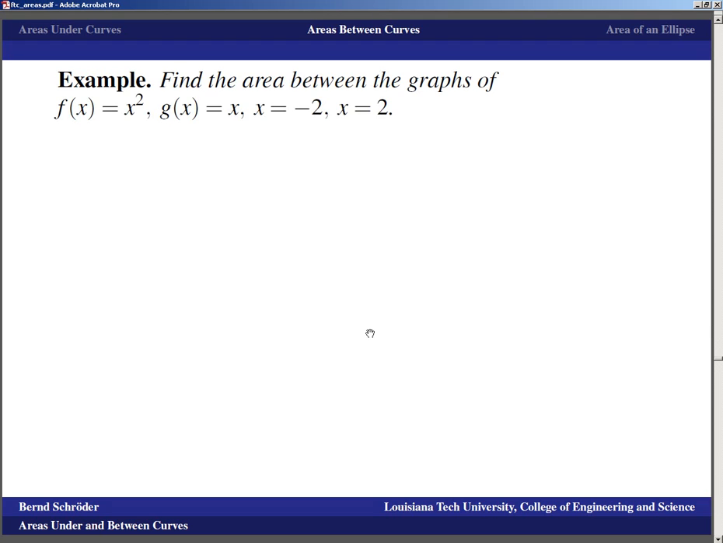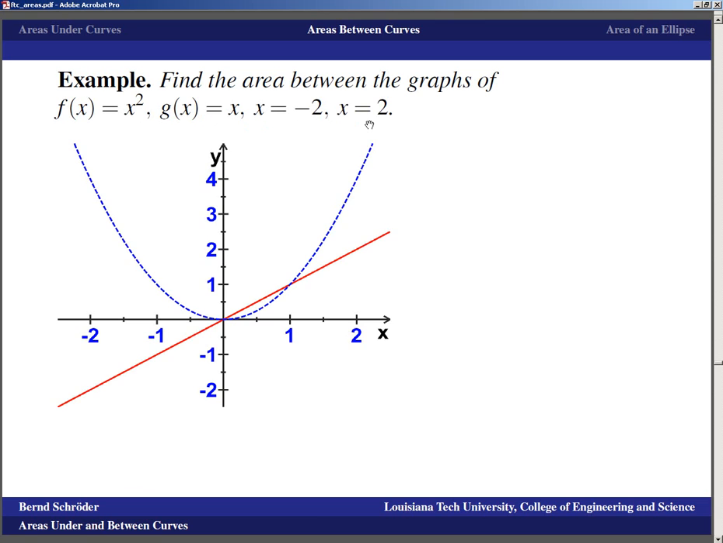So, as an example, let's go ahead and find the area between the graphs of f of x equals x squared, g of x equals x, x equals minus 2, and x equals 2. And that splits up into 3 parts. Here's the first part.